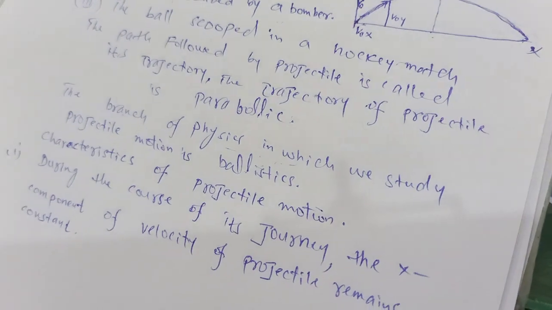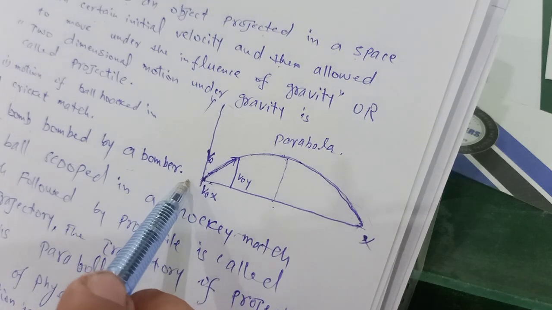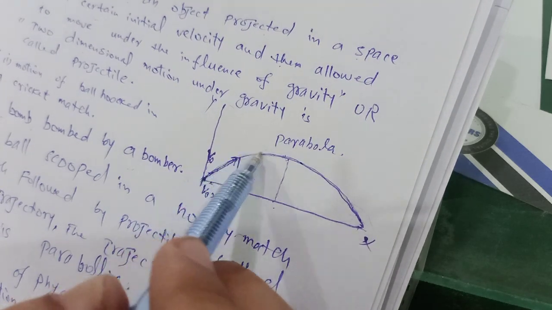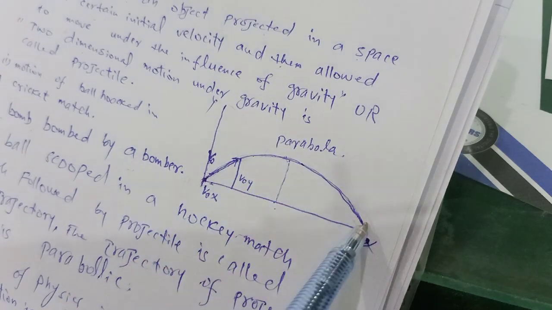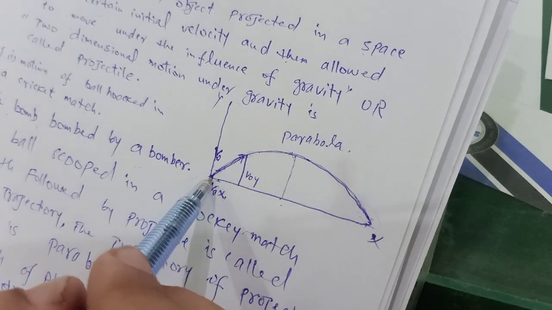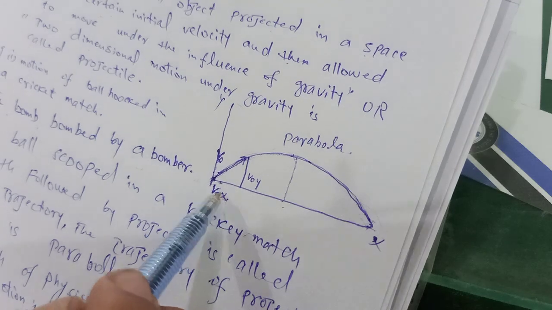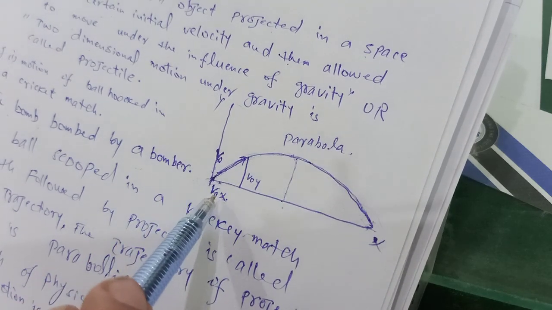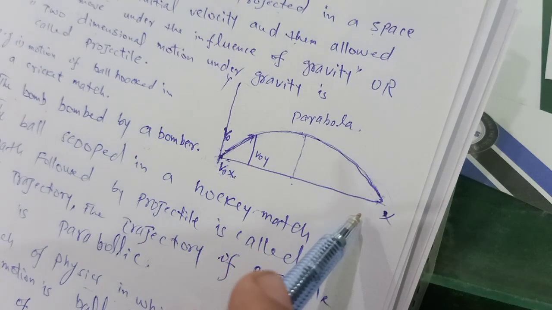That is, when the projectile moves from the point of projection, from the point where it is thrown, to the point of landing, the whole way long, the x component of velocity doesn't change. Whatever the value of the x component of velocity initially, it will maintain its velocity along the x-axis all the way long.